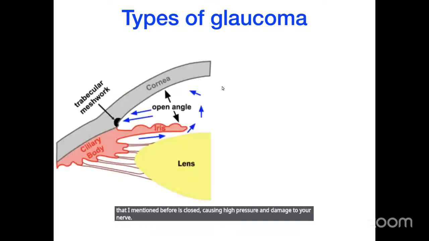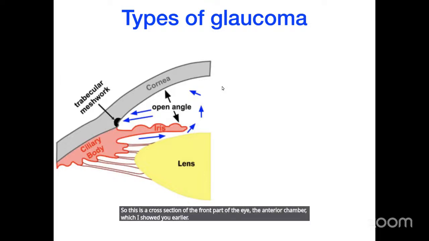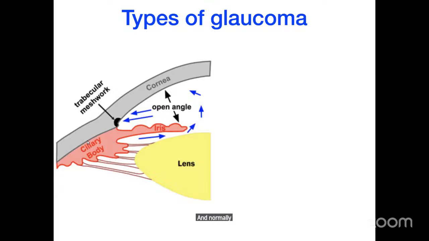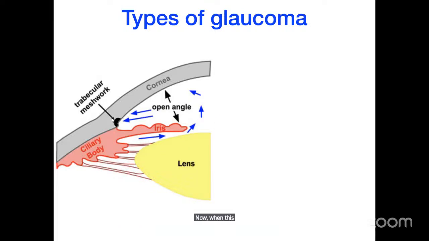So this is just to illustrate the difference between the two. This is a cross section of the front part of the eye, the anterior chamber, which I showed you earlier. And normally fluid is produced by this organ called the ciliary body, and it drains through the pupil and out of the internal drainage system called the trabecular meshwork. Now, when this system is open, but the trabecular meshwork is not working, i.e. in open-angle glaucoma, this is your typical open-angle glaucoma picture.